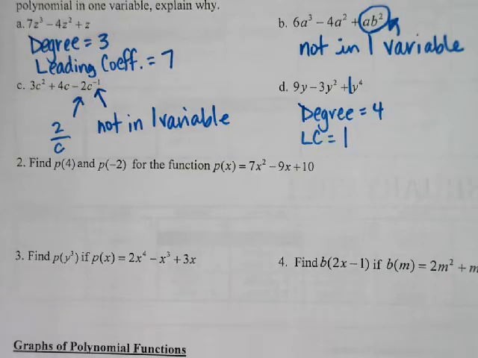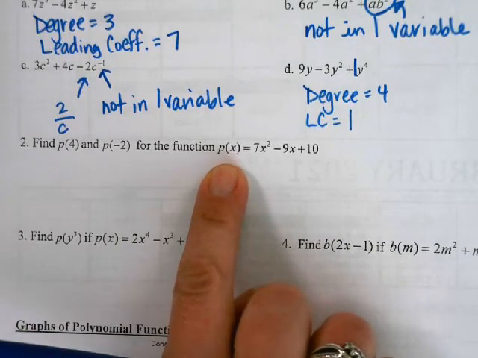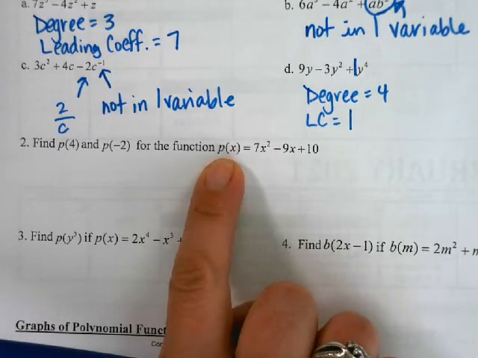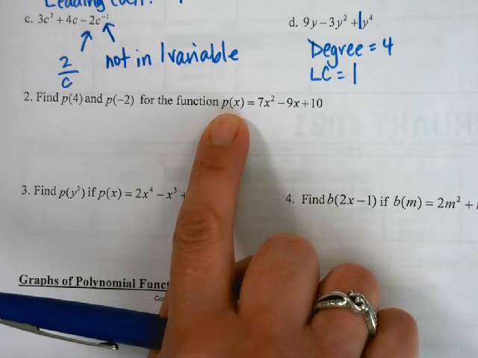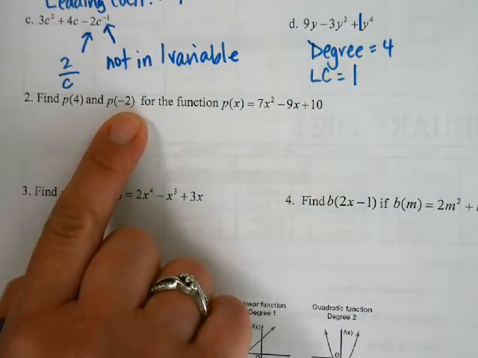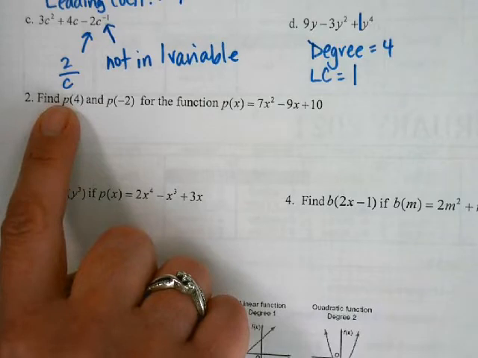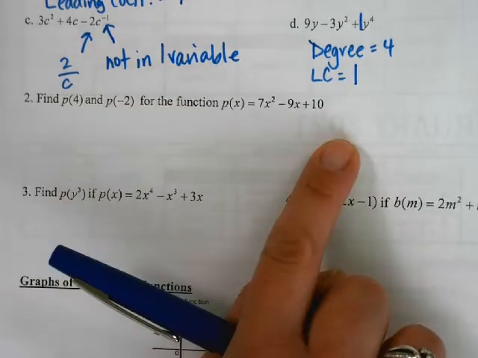Okay. Number 2 says, find p of 4 and p of negative 2 for the function p of x equals 7x squared minus 9x plus 10. Remember that this is just function notation. I'm telling you it's a function. It passes the vertical line test. Think about this being like a y equals. That's a fancy y equals. Okay, and I want to know what's happening to my function at 4 and at negative 2. Or think about what would be the ordered pair, 4 comma what, and negative 2 comma what, if I plugged those guys in. Does that make sense?